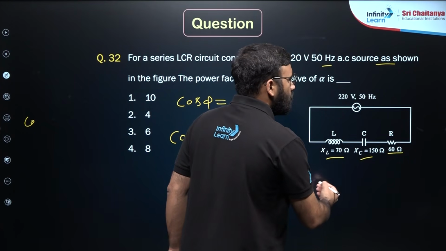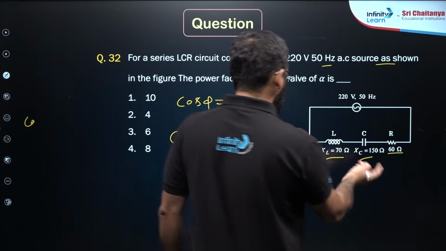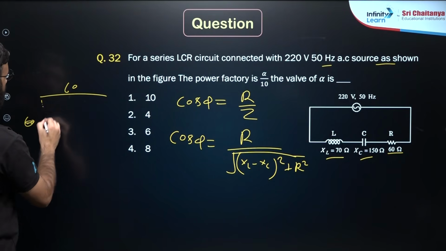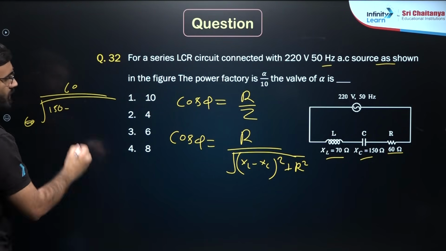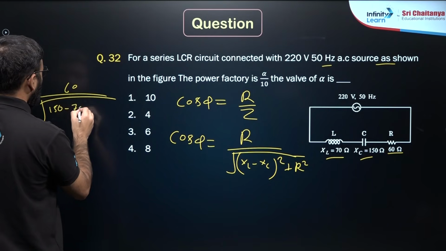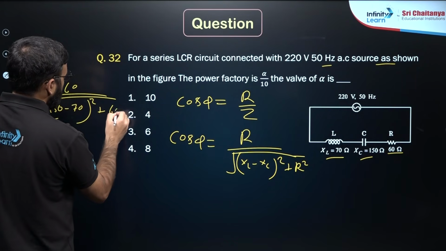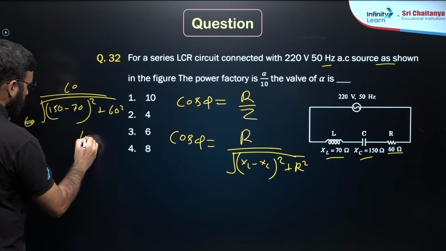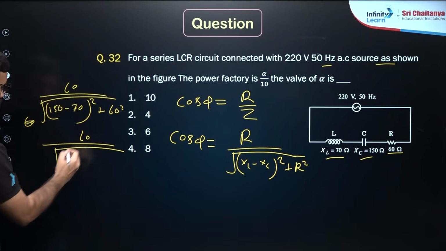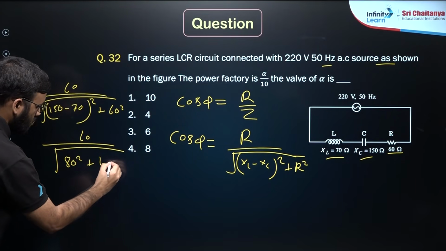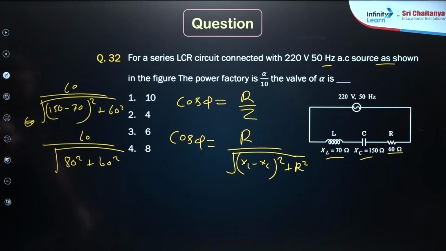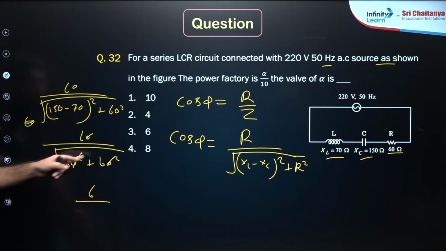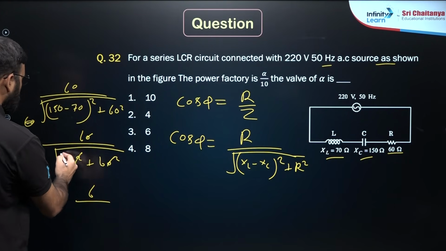R is 60, square root of 150 minus 70, 60 square. So beta, just subtract this one, 50 minus 70, 20... 80, 60 divided by square root of 80 square plus 60 square. 10 power 2 you can take common out, so outside only 10 is coming, so this will cancel out. So 6 divided by 8, sorry, this one is square.